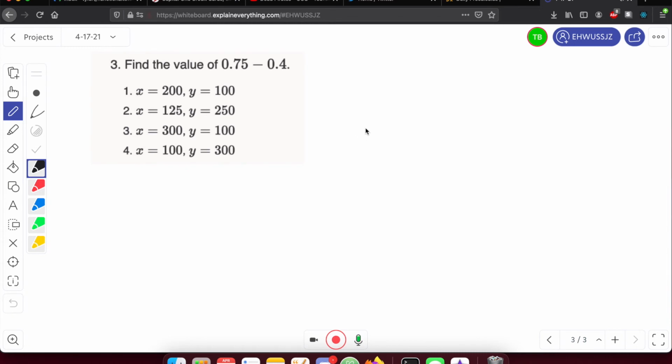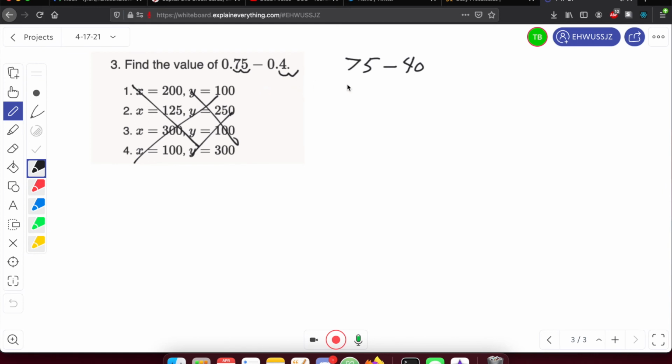Okay, find the value of 0.75 minus 0.4. One thing we can do to solve this is convert it to whole numbers if we want to. We can do that by multiplying these two decimals by 100. Doing so, we would move the decimal place over 2 spaces, so we would end up with 75 minus 40. And then at the end, we could simply divide by 100 again. And this would get us back into decimal form, the same form we're in here.